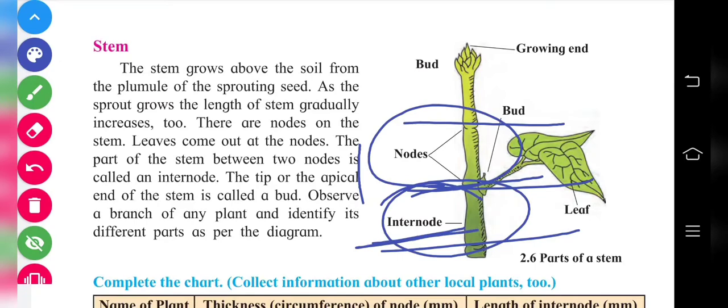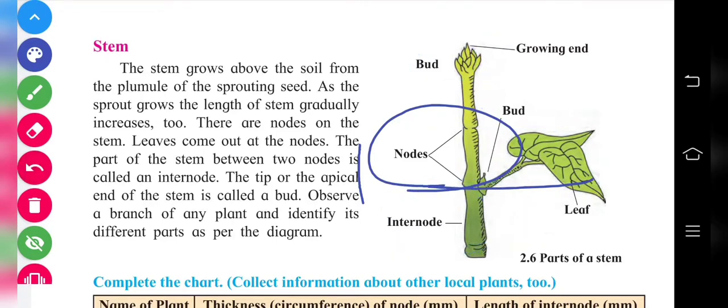The tip or apical end of the stem is called a bud. So tip means this part, is it? So what is the topmost part called? Bud. Yes, the terminal end of the stem is called a bud, is it? So these are the buds, the last end part of the stem is called a bud. Okay, just wait.